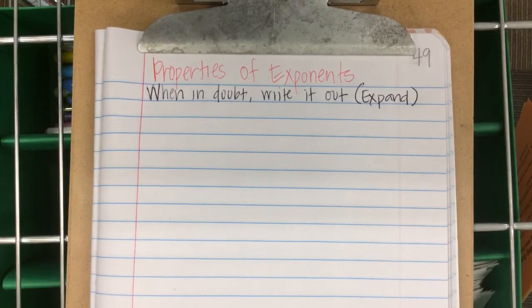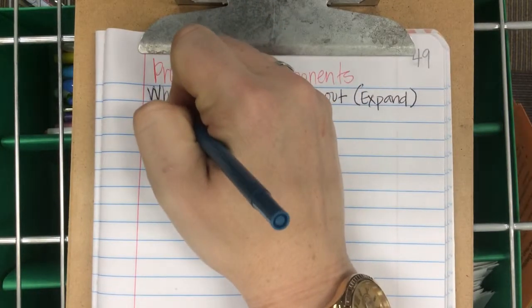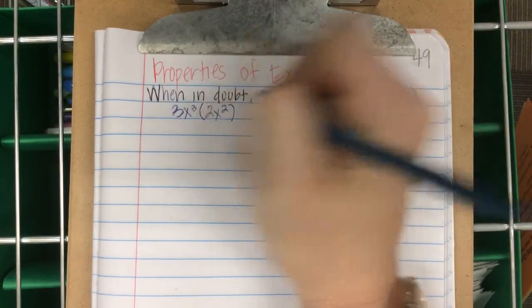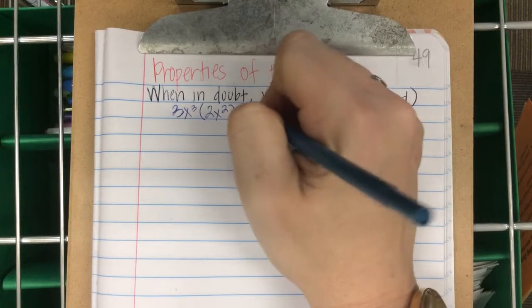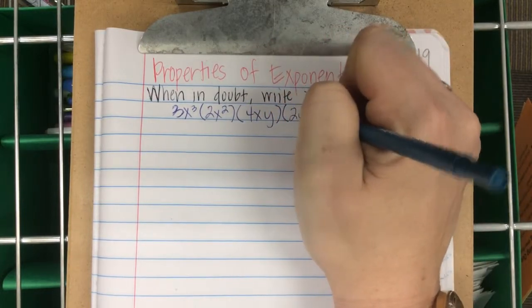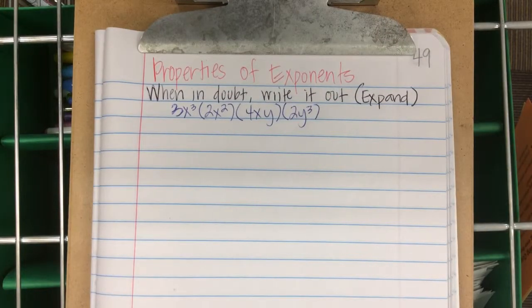So let's show a quick example of what this means. If you had the problem 3x to the third times 2x squared times 4xy times 2y to the third. If you look at this problem and you're like, I have no idea what to do, write it out, meaning expand it.